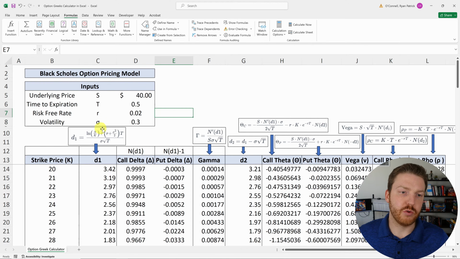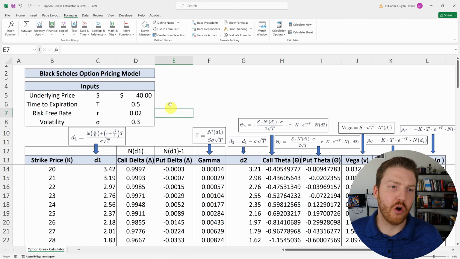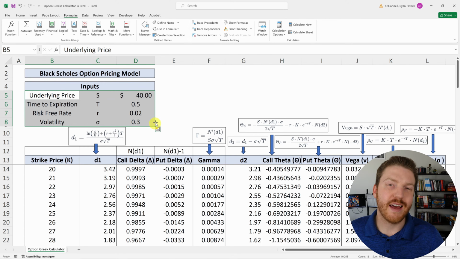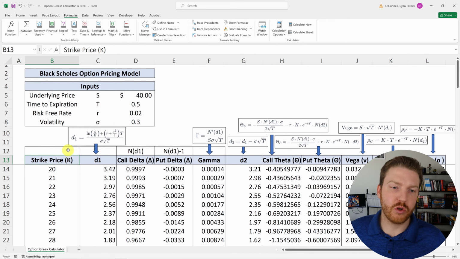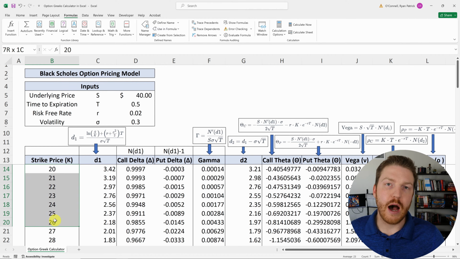Now let's hop into calculating D1. The 5 key inputs you need to know in order to calculate call option and put option prices using the Black Scholes option pricing model are the 4 that we just listed, and then the 5th one is the strike price denoted as K. Now, the way that we're going to be calculating all these Greeks is we're going to be changing the strike price for the options, and then we'll see how all of these Greeks values change.